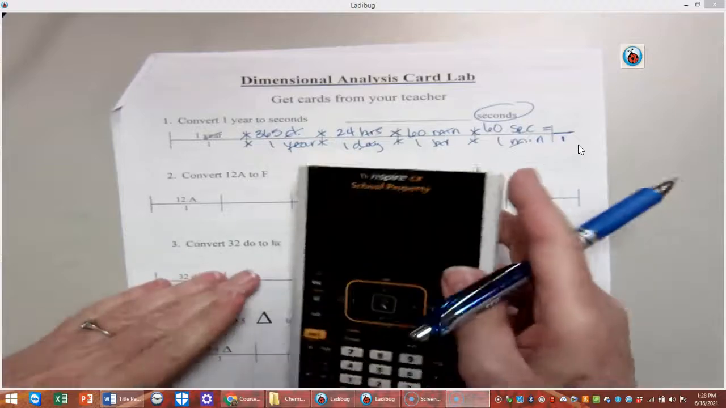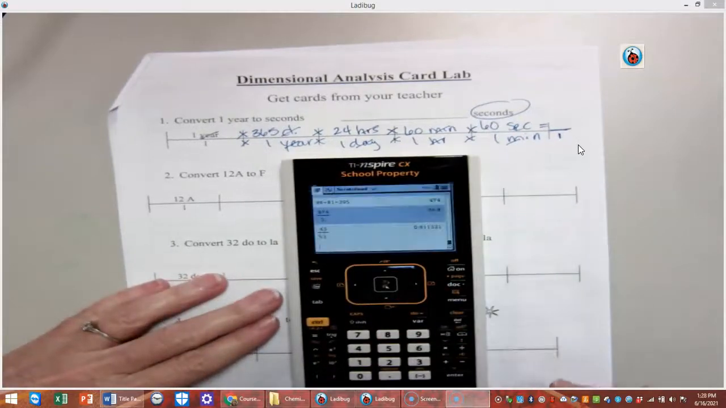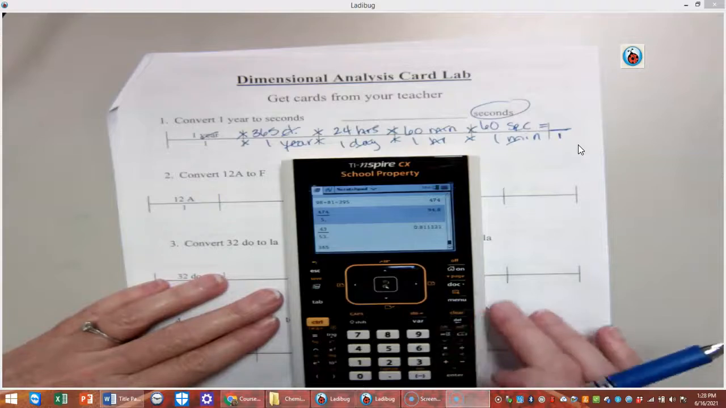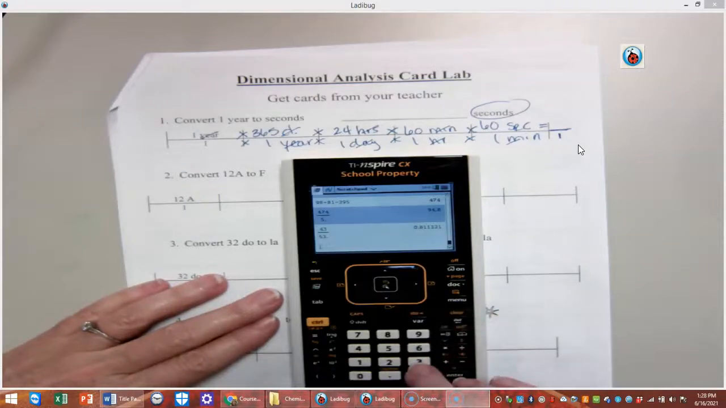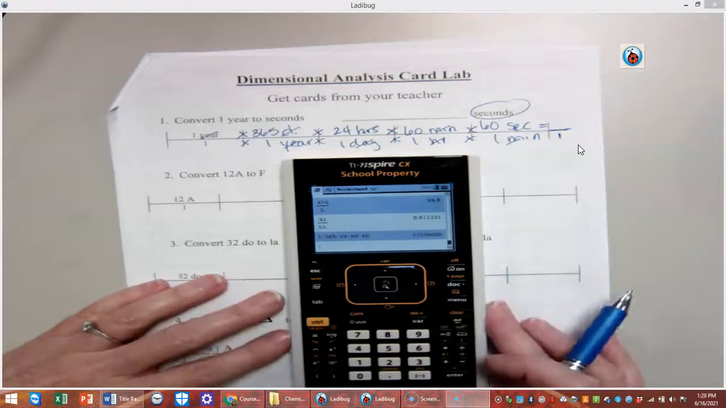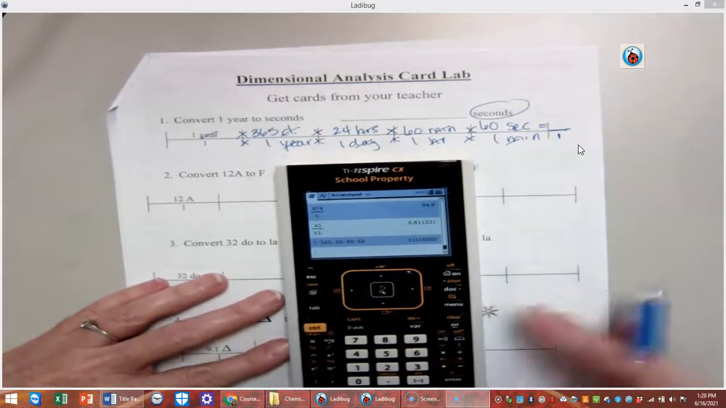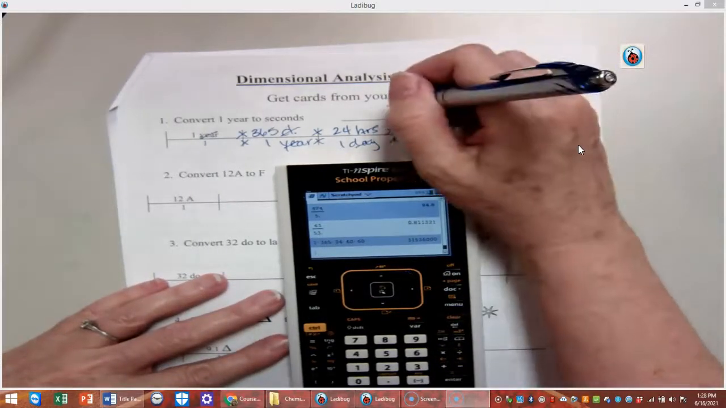Okay, so we've got 365. Oh, I forgot the 1, just like I told you. Don't forget the 1. 1 times 365 times 24 times 60 times 60. Enter. And there is my answer. It's a big number, right? So write your number in.